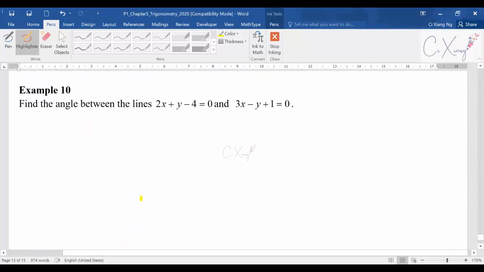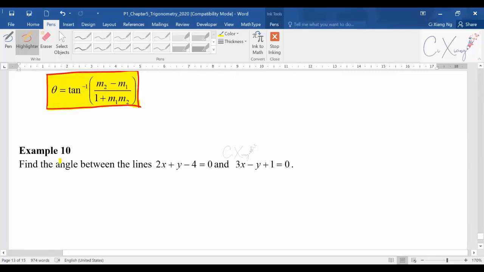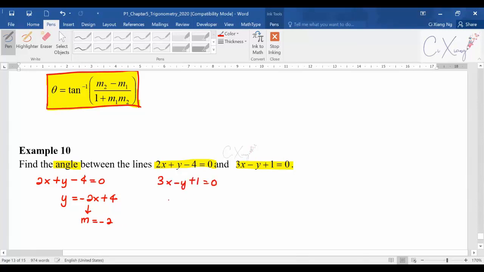Example 10. First, they want you to find the angle between these two lines. So these are the two straight lines given, and they want to find the angle between them. To find the angle between two straight lines, generally you need the gradient of both lines. So I will rephrase it: y equals negative 2x plus 4. From here, you know that your gradient is equal to negative 2. Then for the second line, you have 3x minus y plus 1 equals 0, and then y equals 3x plus 1. From here again, you will know that the gradient is equal to 3.